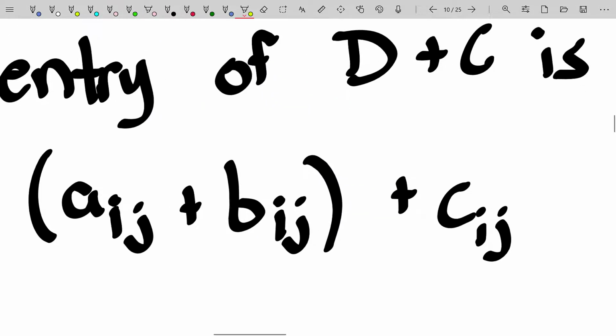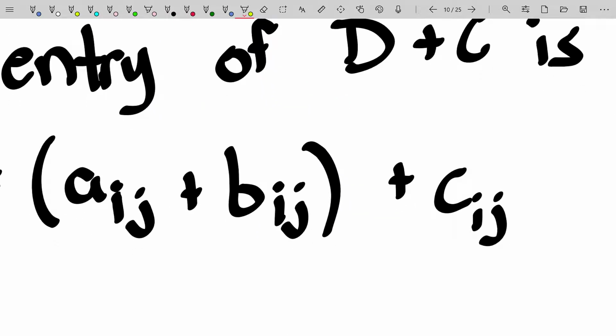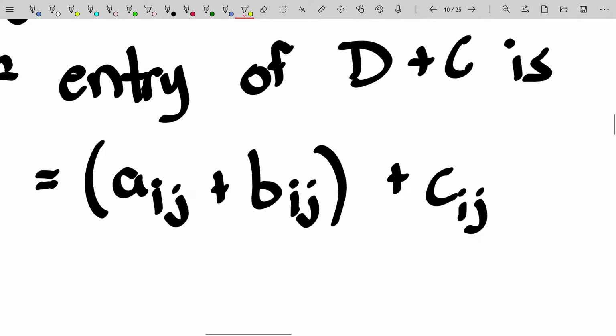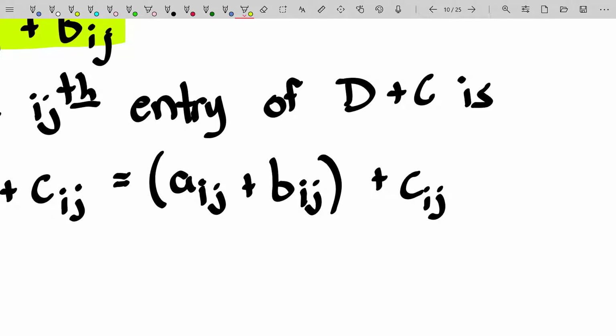These are real numbers or scalars, and so we can rely upon our good old arithmetic properties that we know of. We can reassociate the addition. We can use the associative property of addition for real numbers, or for scalars, if you will. And so I'll regroup this.